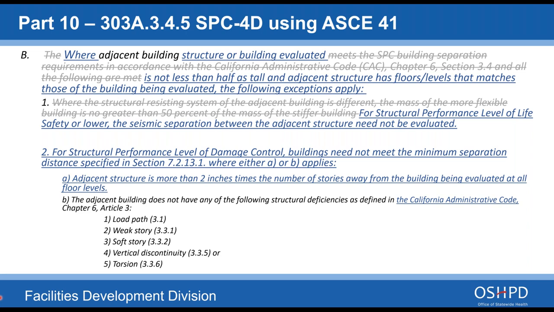So we said, okay, we will clarify that. And we said, if you meet the building separation of 2 inches per floor per the CAC, then that will be good enough. So if your adjacent building met that separation and it also was not considered immediately adjacent, then you need not do a pounding analysis. And then all the other requirements that we specified in the 2019 mid-cycle code will remain. So that is, your building should also not have these fatal flaws like load path, weak story, soft story, etc. Next slide.